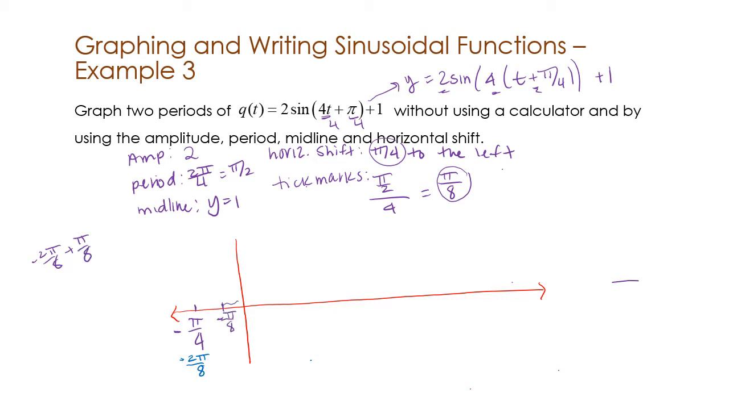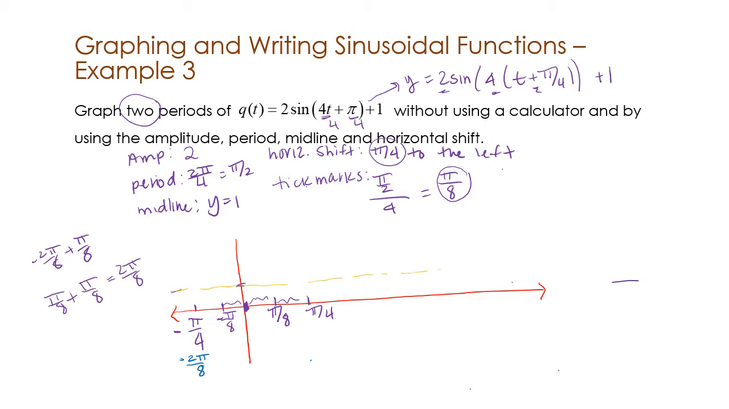Add a pi over 8 to that, and I'm at 0. Add a pi over 8 to that, and I'm at pi over 8. And then add another pi over 8, and I'm at 2 pi over 8, which reduces to pi over 4. Okay, so there's one full cycle. I'll start there, and then we can do the other period. All right, so we've got our midline is at 1.